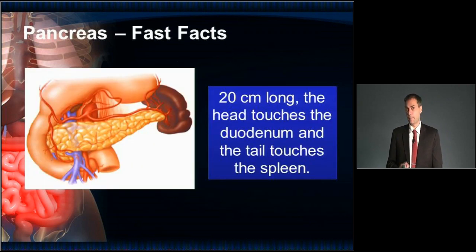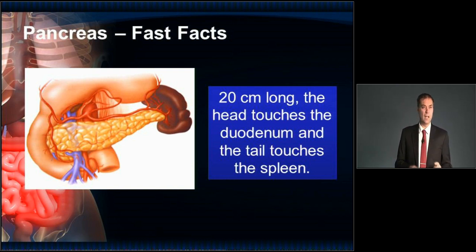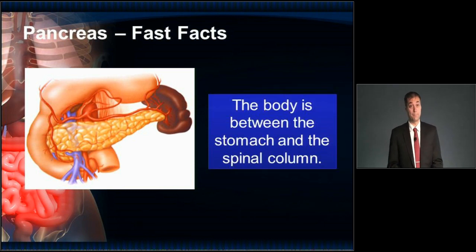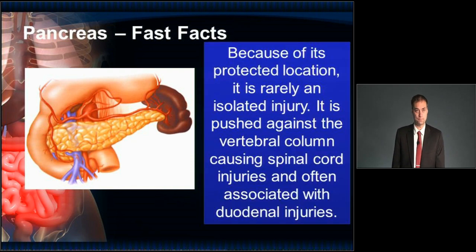The pancreas is about 20 centimeters long. The head is on the right, touching the duodenum, and the tail goes all the way over to the left and touches the spleen. So it's a long organ that goes along much of the abdomen. The body is between the stomach and the spinal column, so it's way back there. It's well protected. It takes significant force to actually get back to, which is buried deep in the abdomen and up under the rib cage.